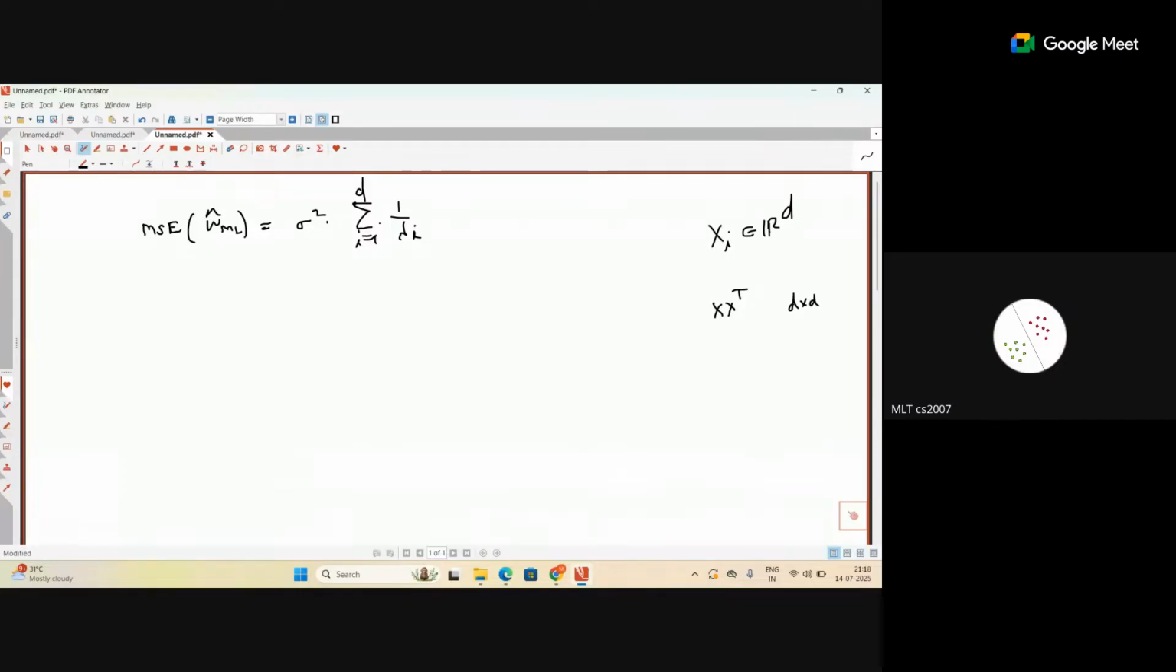Until this part is fine, right? Yes, sir. So that means this mean square error of W hat ML is dependent on two quantities now. One is sigma square, which is the noise variance, and another is the eigenvalues of, let's say, the X X transpose matrix, right?